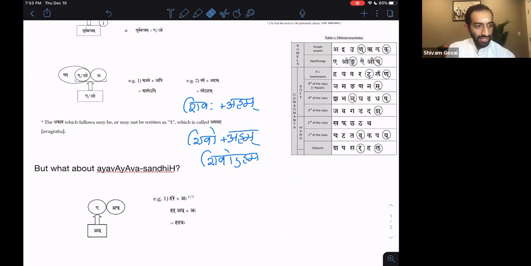There's a question about pratipadika versus dhatu. Pratipadika is the nominal base. So when I have a noun, I'm making a noun plus a noun suffix. That's pratipadika. Dhatu is the root for a verb. So the root for a noun is called pratipadika, and the root for a verb is called dhatu. That's the difference.